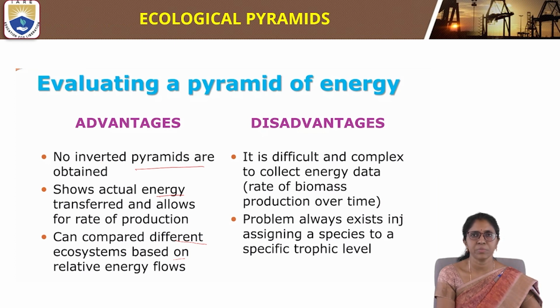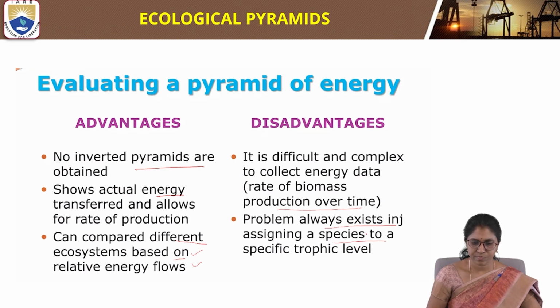In this, no inverted pyramids are obtained. It shows actual energy transferred and allows for rate of production. It can compare different ecosystems based on relative energy flow. The disadvantages are that it is difficult and complex to collect energy data, like the rate of biomass production over time. The problem of assigning a species to a specific trophic level always exists. So these are the advantages and disadvantages of the pyramid of energy.